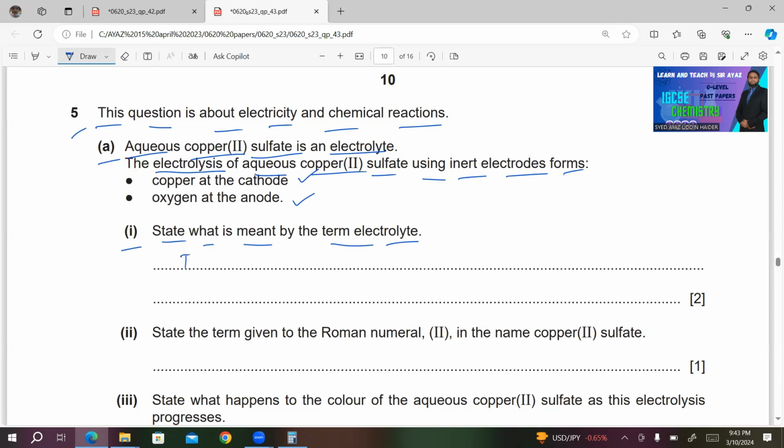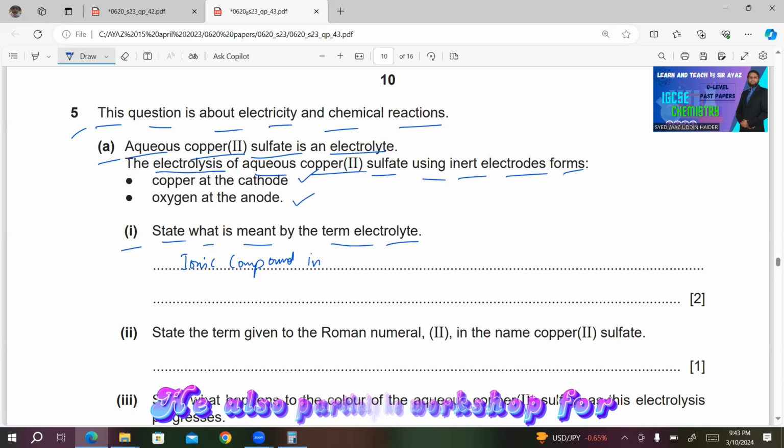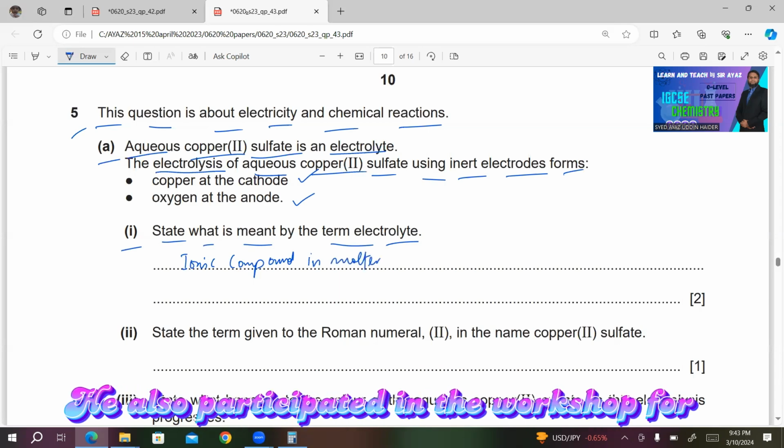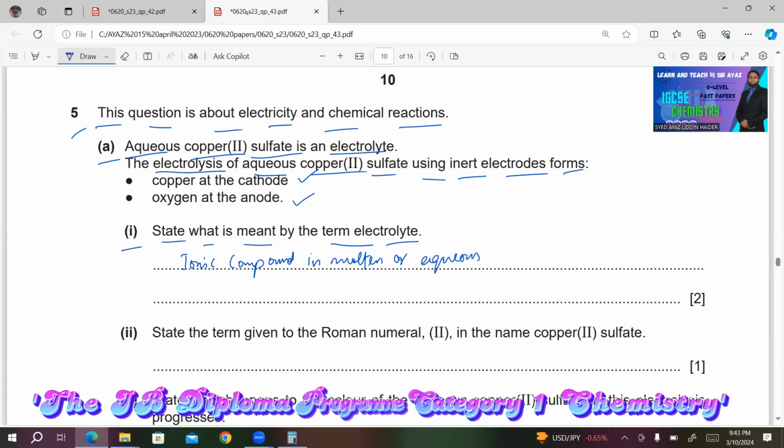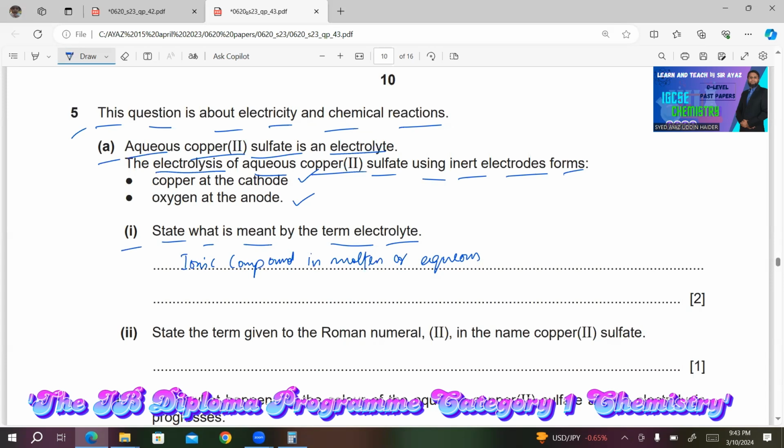So you write ionic compound in molten or aqueous, conducts electricity.